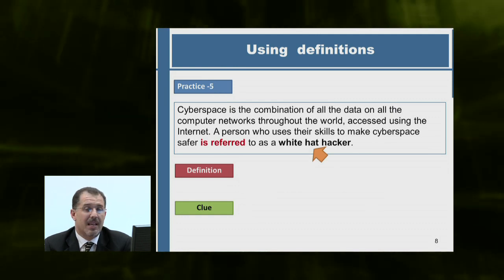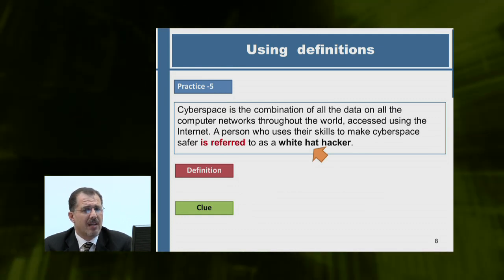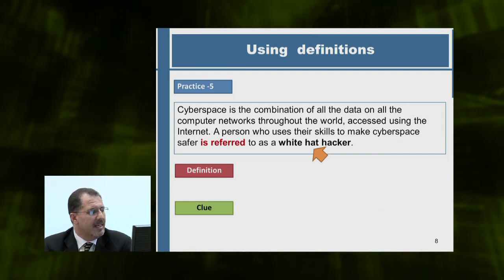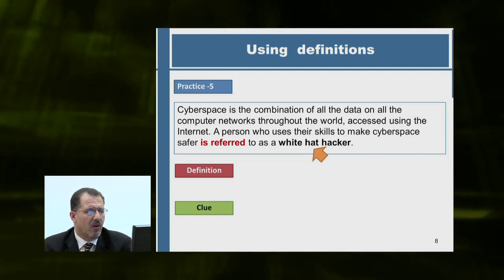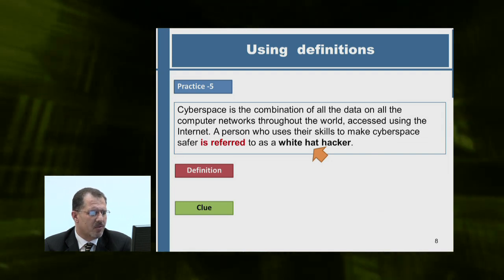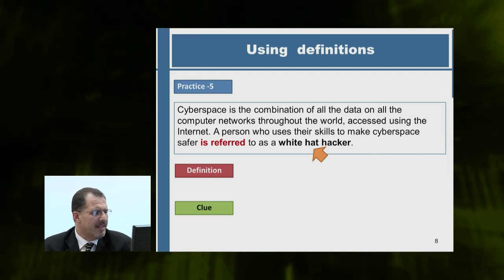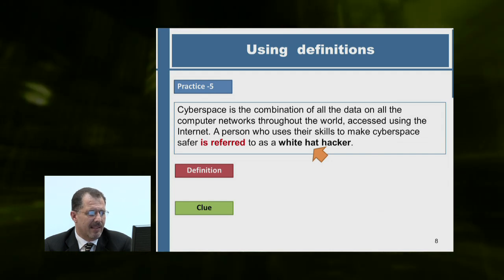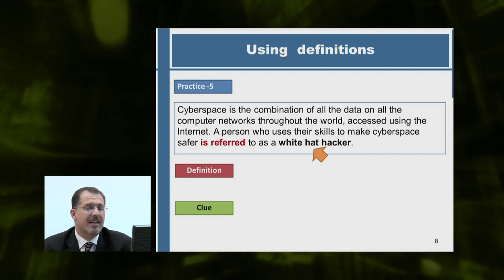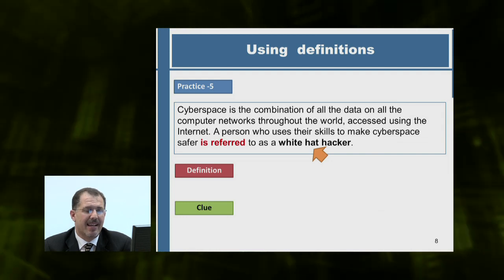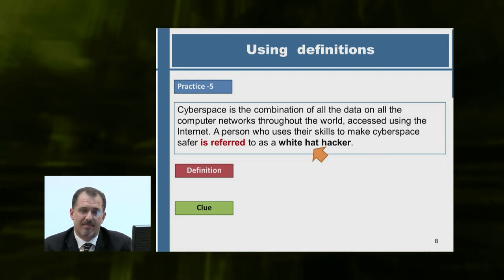What about the next one? The same example, but here we are asking about another word. Cyberspace is the combination of all the data on all the computer networks throughout the world, accessed using the internet. A person who uses their skills to make cyberspace safer is referred to as a white hat hacker. What is a white hat hacker? Remember that we have here is referred. Because we have is referred, we should know that after is referred we have the definition, okay?